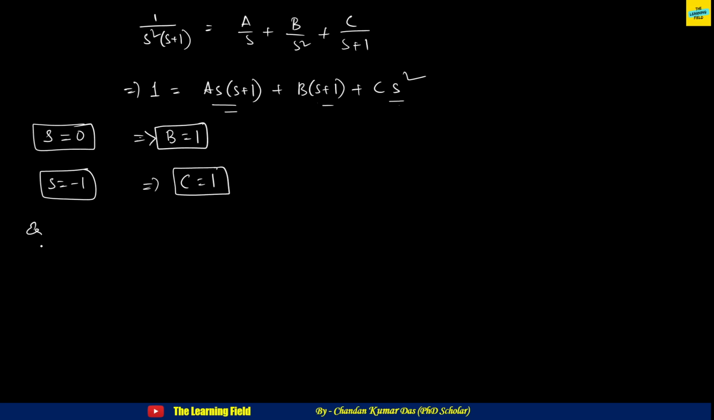Now equating the coefficient of s square, which gives 1 equal to a plus c. What is c?